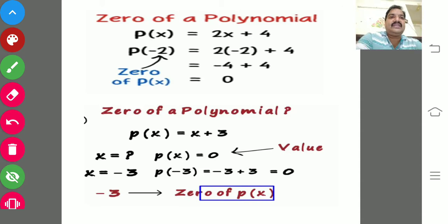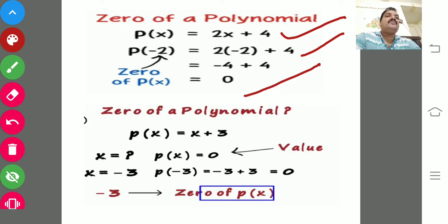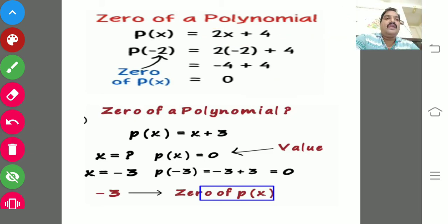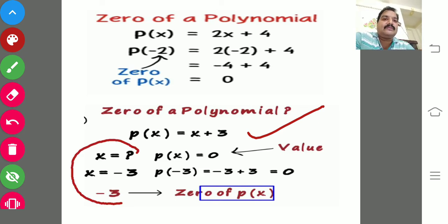Here some examples are given. p of x is given as 2x plus 4. Using the trial and error method, I just kept minus 2 here. 2 into minus 2, minus 4, and plus 4. Minus 4 plus 4, I got 0. So p of minus 2 equals 0. What can I say? Minus 2 is a 0 of the polynomial 2x plus 4. And what is the 0 of the polynomial x plus 3? So simply you write p of x equal to 0, and solve. This is the simple concept.